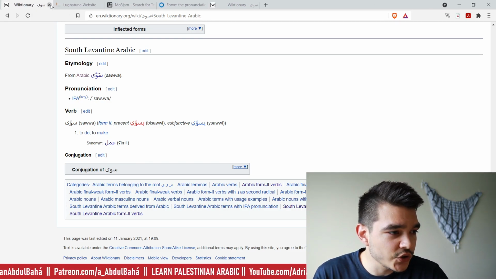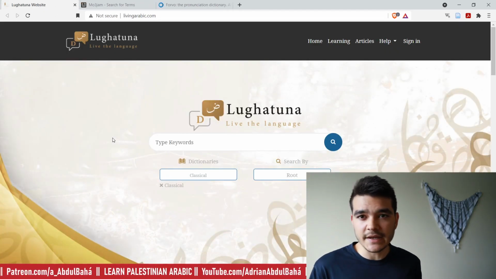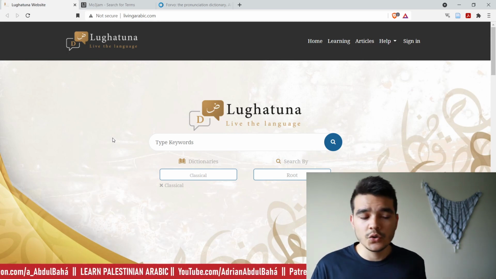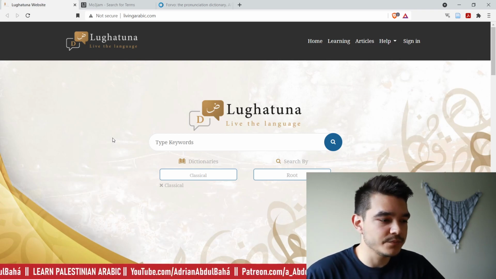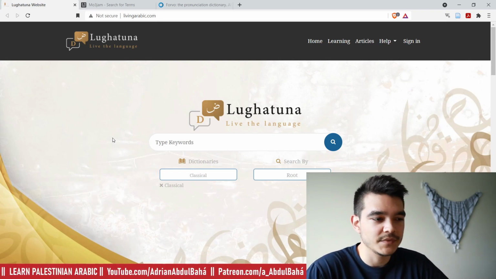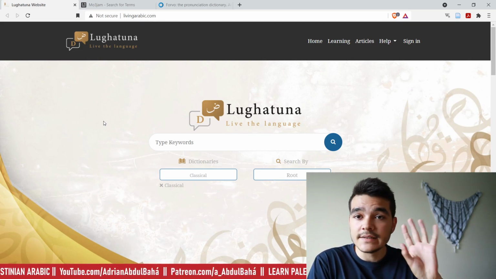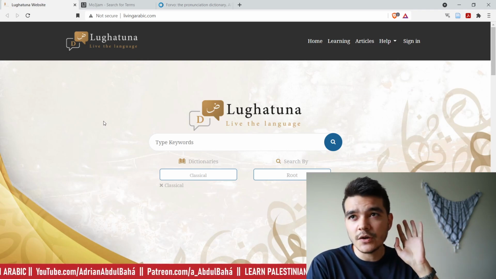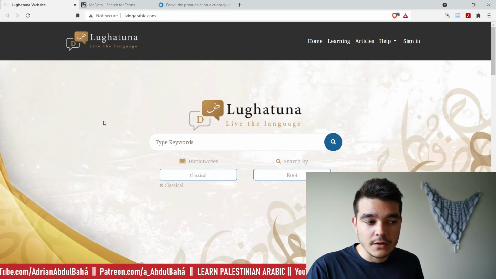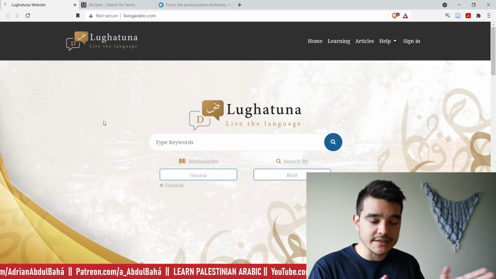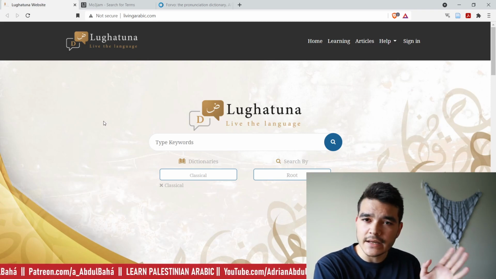Now I just want to show you these bonus resources. These are just out of pure interest, but I think they're interesting. There's this one called Lugatna. I guess it's kind of a Fosha word, actually. Anyway, let's not get into that. The point is that this is a dictionary that is trying to be a dictionary for the dialect, which is kind of interesting, but it's a work in progress, let's just say. I think it's a really interesting resource, and that's why I want to show it to you. But let's see how it fares.